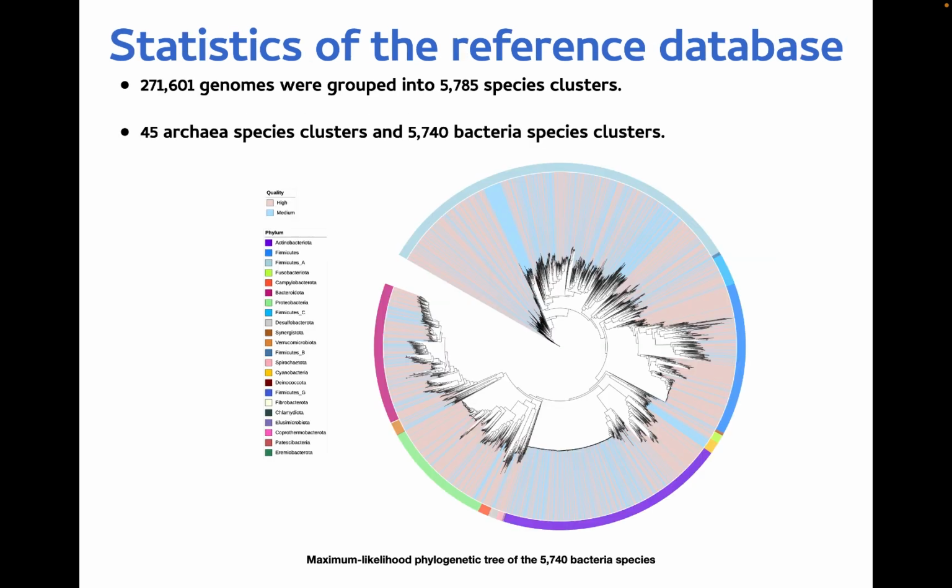By integrating all of these genomes together, there are more than 270,000 genomes in our database, and these genomes can be grouped into more than 5,000 species clusters. Our reference genome database consists of 45 archaea species and more than 5,000 bacteria species. This is the phylogenetic tree of the bacteria species.